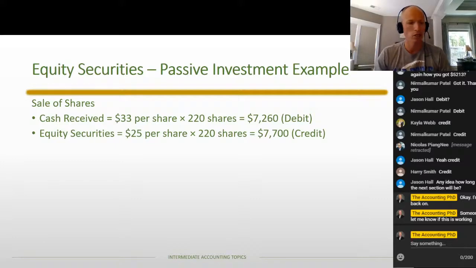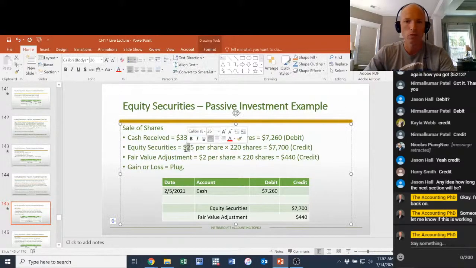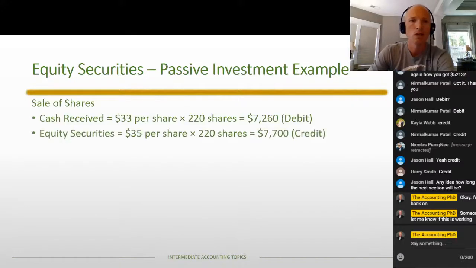Okay, so I just wrote down the wrong number. Let me switch that. Again, first time through. Bear with me. All right. So the cost of the equity securities was $35 per share. So that's the credit to the equity security account.